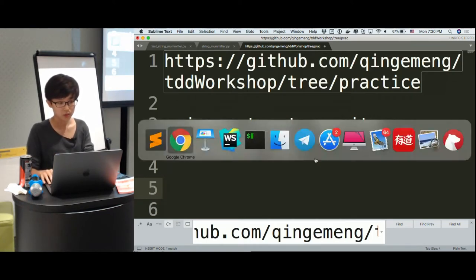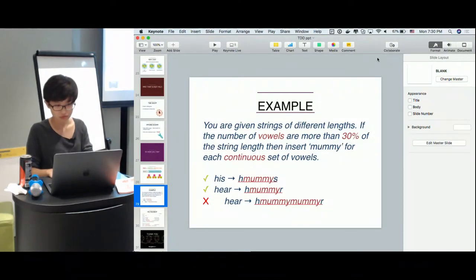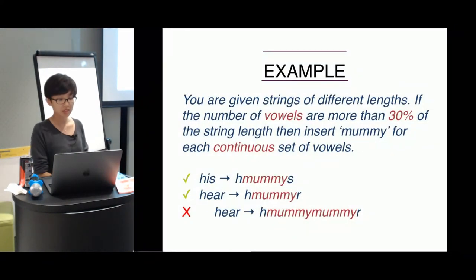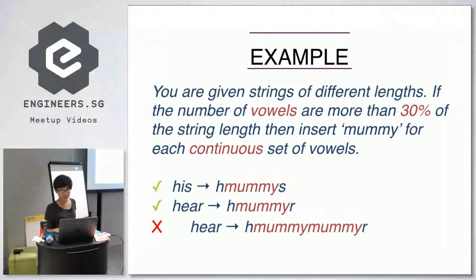All right, so back to the problem. The input of this function is a string of different lengths. It's a combination of vowels and other letters or other characters. If the vowels are more than 30% of the string length, then you insert mummy for each continuous set of vowels. Here is some example. So this one is 1/3, which is around 33% of the length of the string.